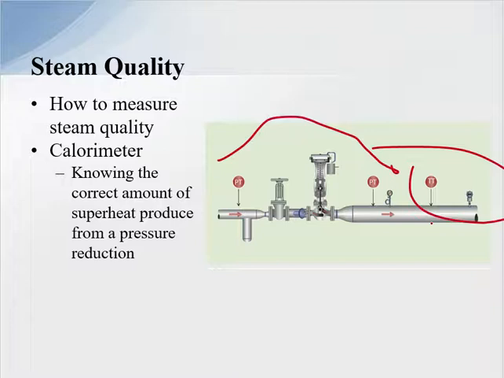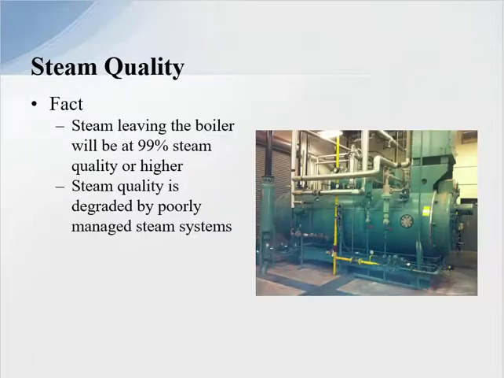So anytime you're installing a pressure reducing station, always add the measurement devices, pressure and temperature, and you really have an in-plant calorimeter. One fact to remember: steam leaving the boiler is really above 99% steam quality. Steam quality is degraded by poorly managed steam systems.